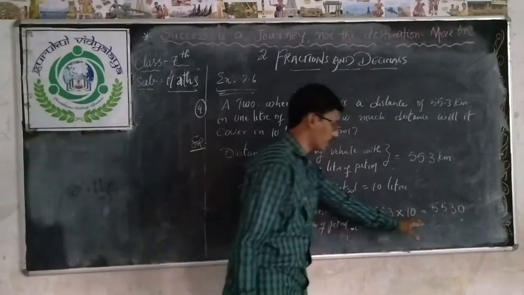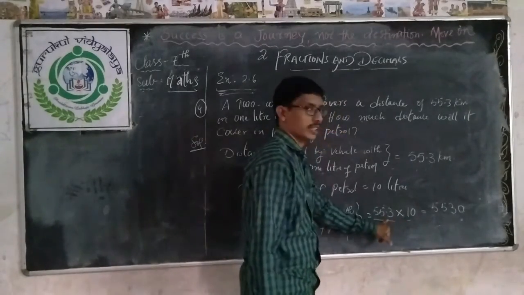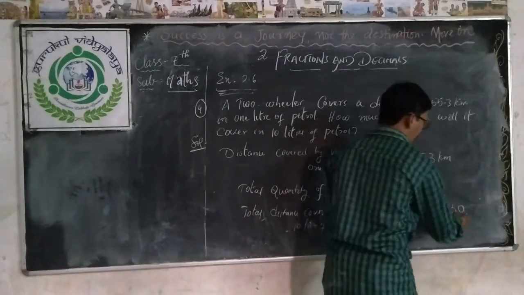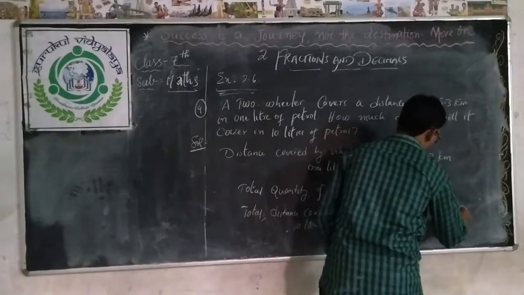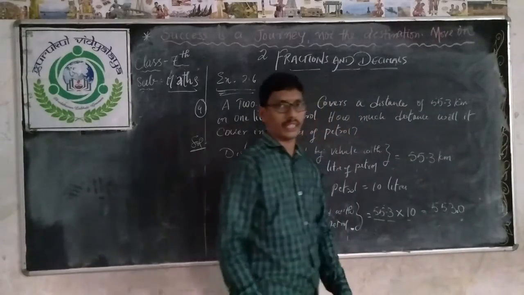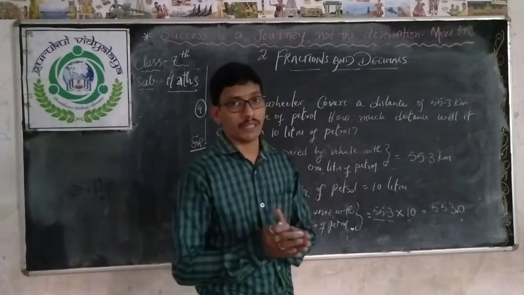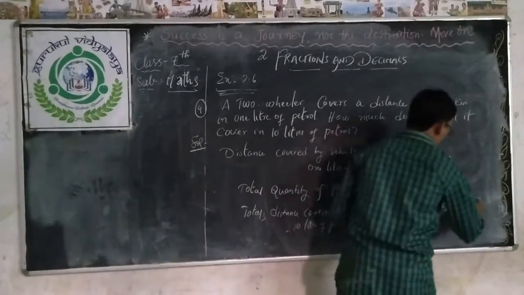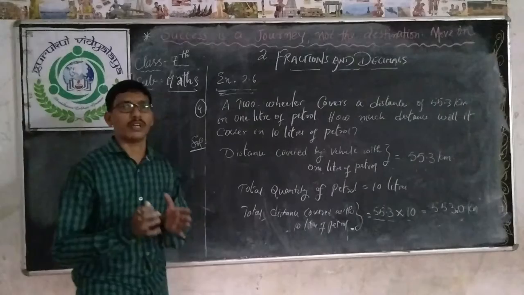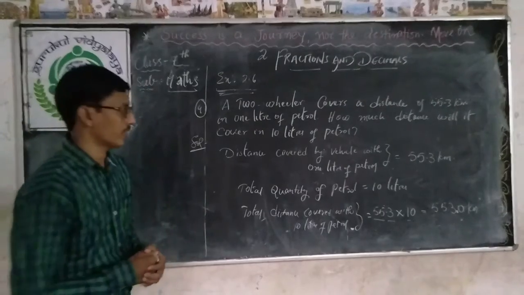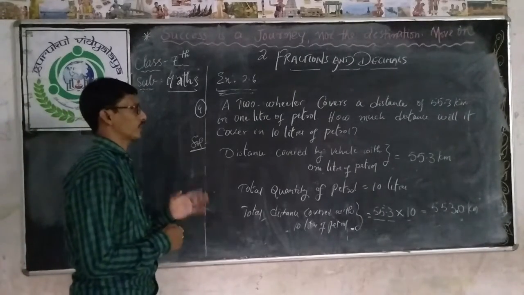There is no decimal point in the 10, but in 55.3 there is one digit after the point. From right to left, let's keep it here. So 553.0, which is nothing but 553. How much distance will it cover? 553 kilometers is covered by the vehicle with 10 liters of petrol. Okay, understood, children? Very easy to do this problem.